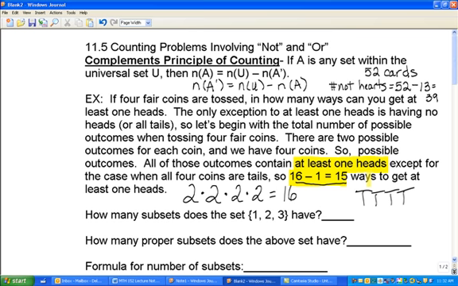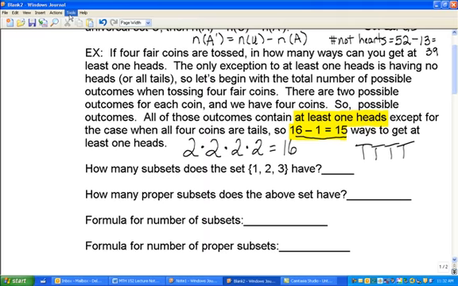Some of this comes from 151. How many subsets does the set {1, 2, 3} have? If you'll remember, we count the number of elements in the set and we raise 2 to that power. So there are 8 subsets. How many proper subsets does the above set have? If you remember, proper subsets are all the subsets except the set itself. So that's going to be 8 minus 1. And the formula for the number of subsets is 2 to the n, where n is the number of elements in the set.